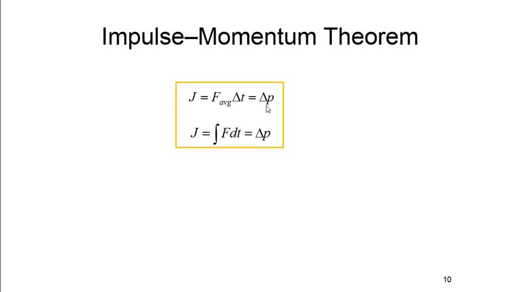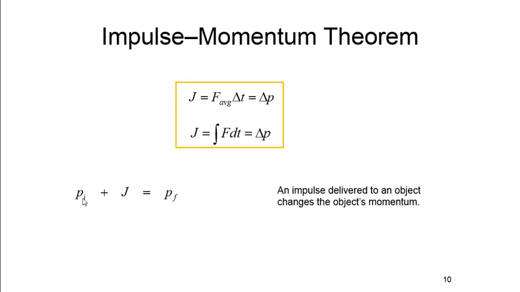So a good way to think about what this theorem means and how we can use it is to rearrange things a little bit. Instead of writing this as delta p, if I write this as p final minus p initial, and then I rearrange it with the J, I can write it as p initial plus J equals p final. And this is saying that an object starts with some initial momentum, and then the object receives an impulse from a force. So there's a force, it gives an impulse. What is impulse? Impulse is the thing that changes the object's momentum. And as a result of that impulse, now the object has a different final momentum.